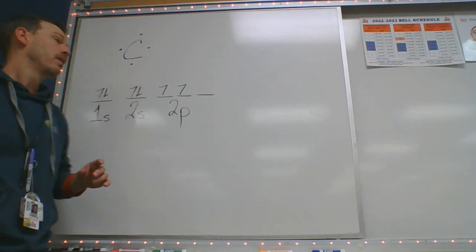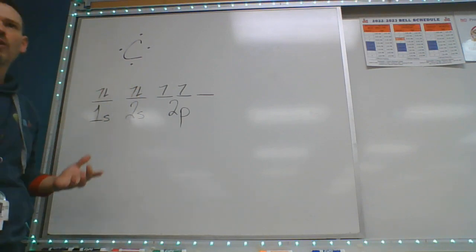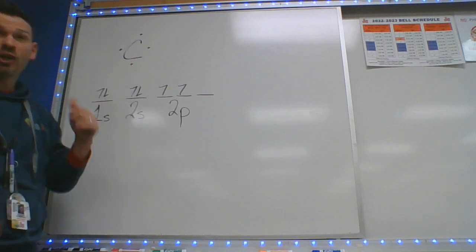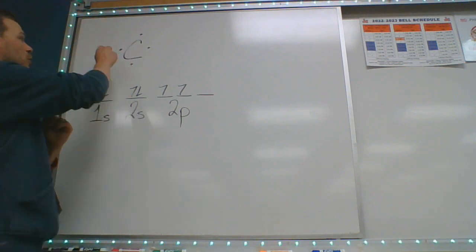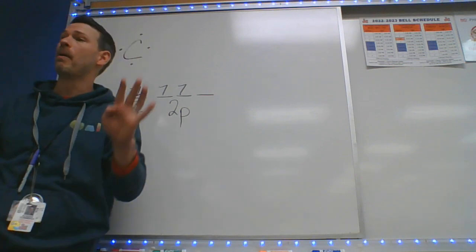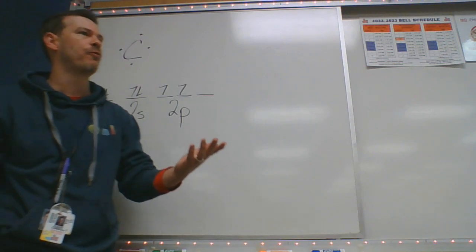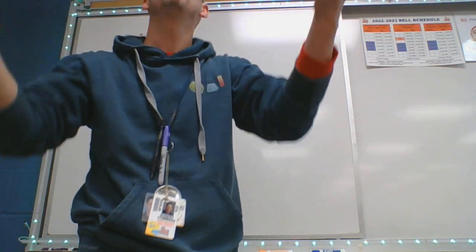Here's the problem. These two items disagree with each other. The Lewis structure is correct because the Lewis structure has four bonding regions. We know carbon can make four bonds. You've drawn it. You've seen it happen.